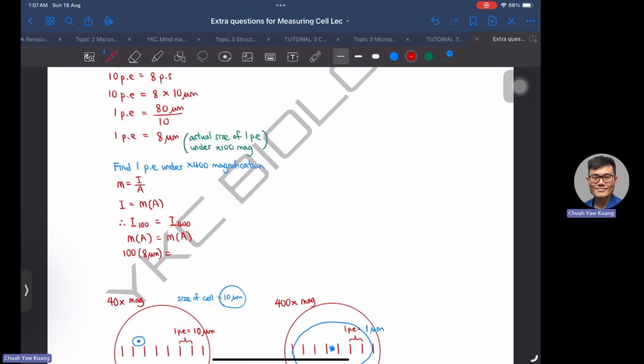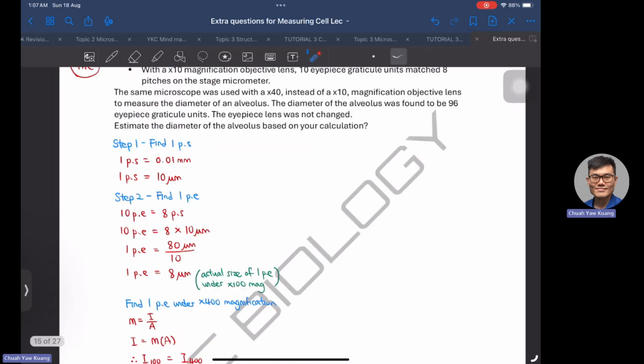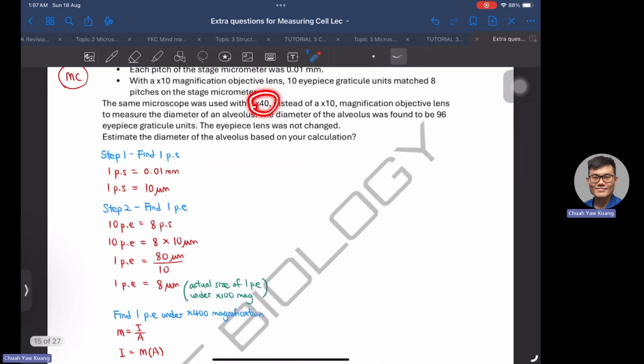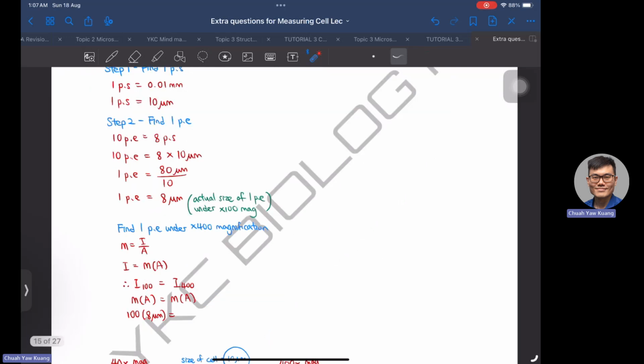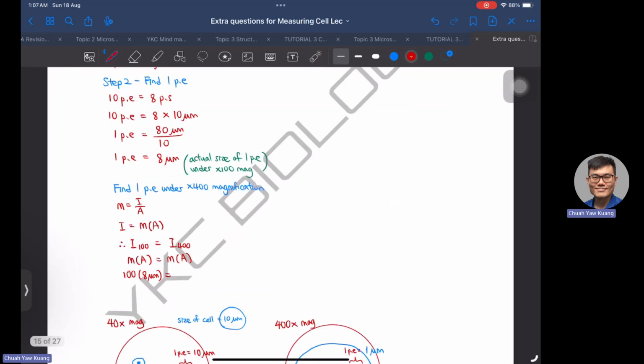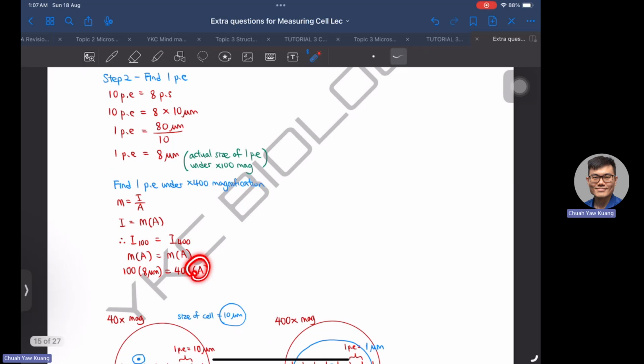So it will be equal to the new magnification that we changed. It will be using the 40 times objective lens. So that's why it is 400 times magnification. So the new magnification will be 400. So the actual size of one pitch of the IP2 is what we want to find.